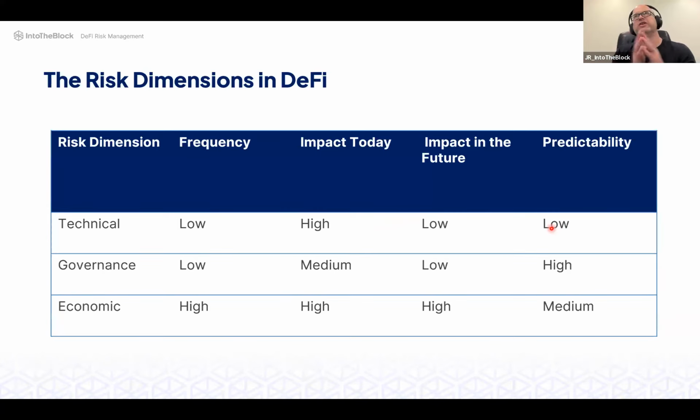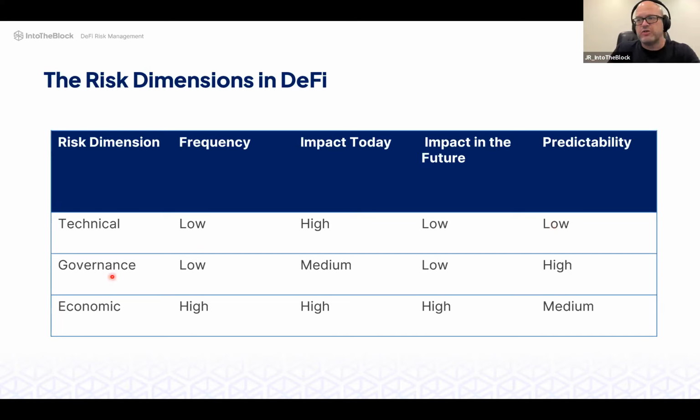So be very skeptical of any framework that tells you that they predict hacks in DeFi and things like that. There is not enough data to create predictive models about this. If you put all the hacks together in DeFi, they amount to a few hundred, so that's not enough to build any predictive models.